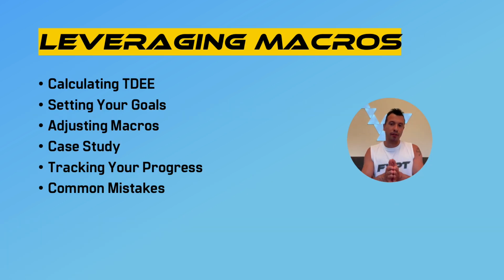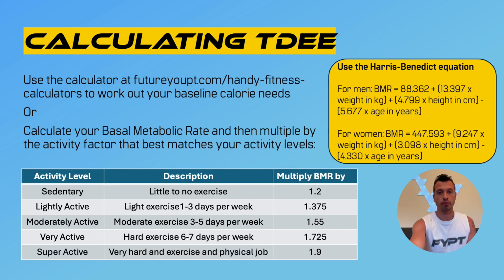Okay, so we're going to have a look at something we talked about yesterday, which is your total daily energy expenditure, how you calculate that. Then we're going to look at setting some goals. We're going to look at adjusting the macros to meet those goals. I'll give you a case study so you understand how to apply it. Then we'll talk about tracking your progress and some common mistakes.